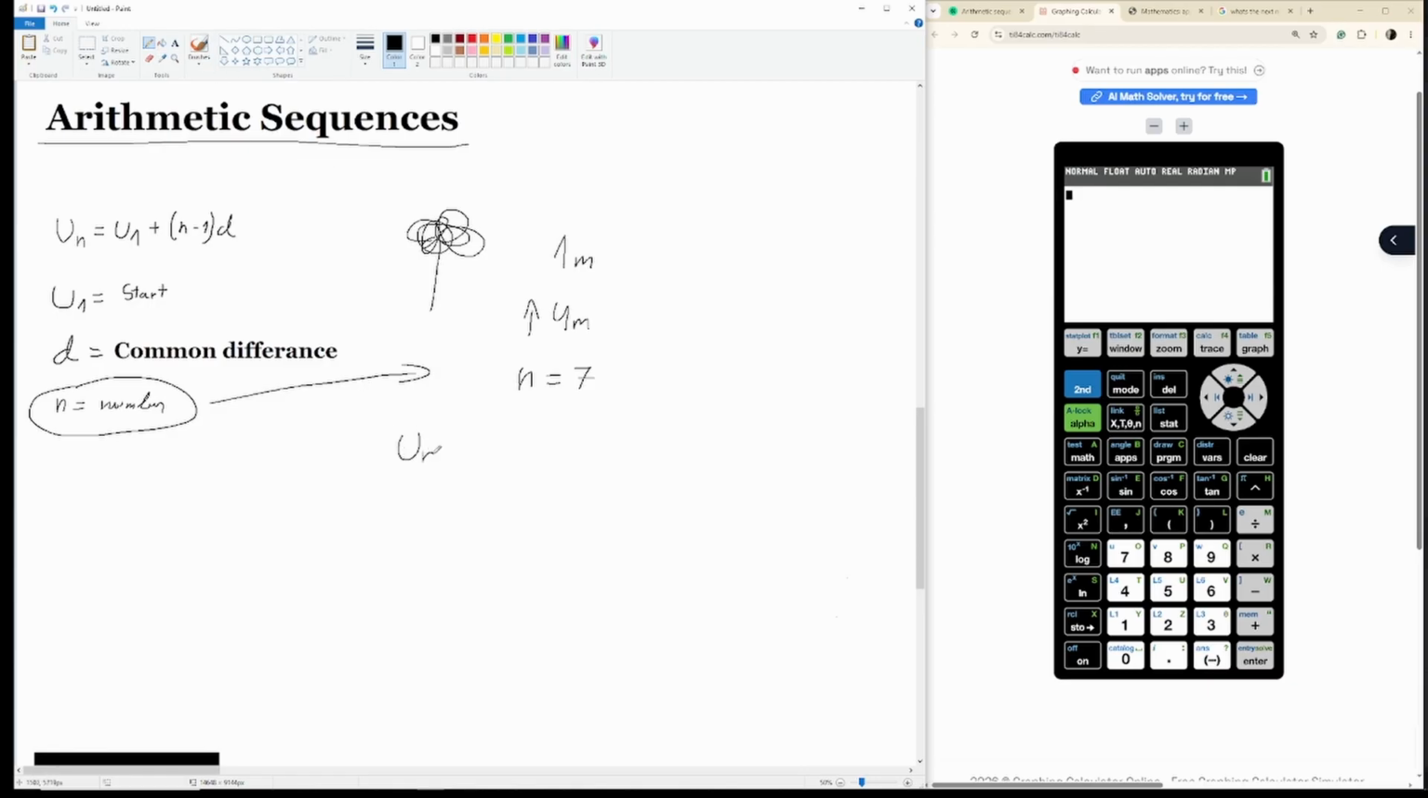You can put that Un equals U1, which is 1, plus n minus 1, and n is 7, times 4. And you can plug in your data to get that in the 7th year, U7, the tree is 25 meters tall. And then you have to write it out as a full answer as well.